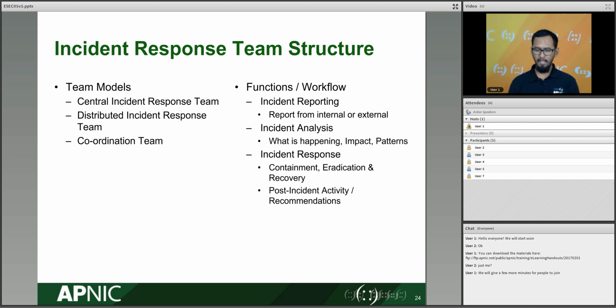Of course, you've seen the incident response lifecycle, right? But there are also other sub-functions that you have to think about. The incident reporting, right? How do we handle it from the initial reporting to performing analysis or triage, and then escalating it to a specialist, and then you close the case, right? And come up with recommendations, reports, and mitigation strategies, and so on and so forth. So that's one piece. The analysis itself: what is happening, the impact, the patterns.